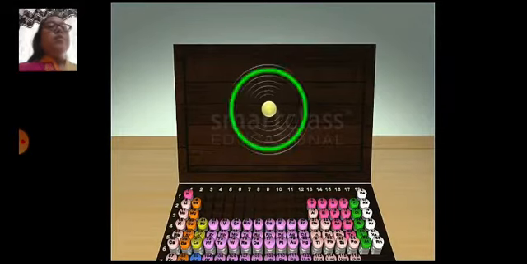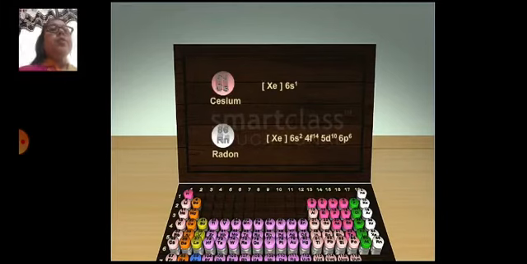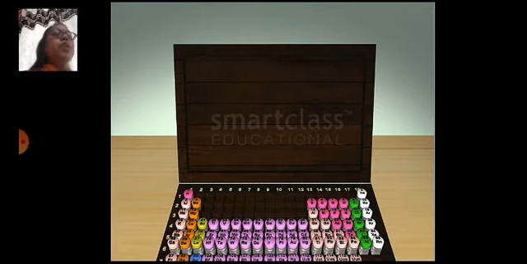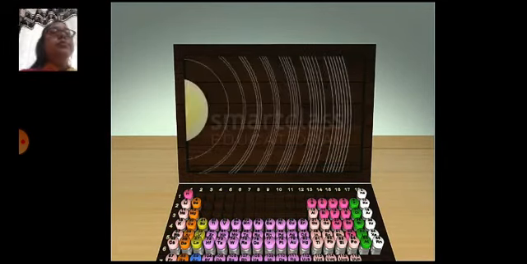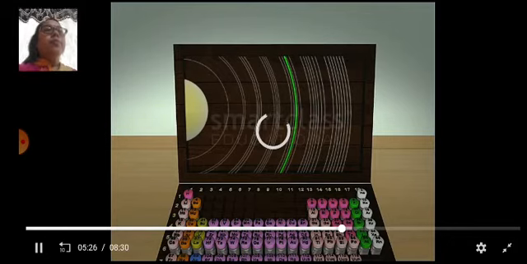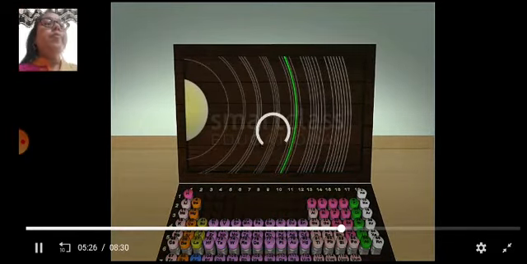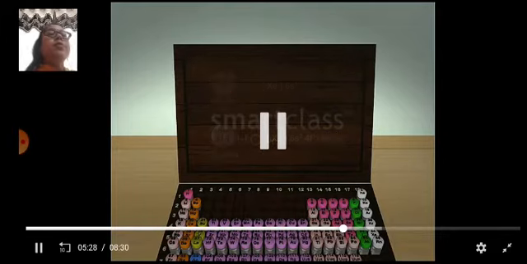Next, the sixth period starts with cesium, xenon 6s1, and ends with radon, that is xenon 6s2 4f14 5d10 6p6.